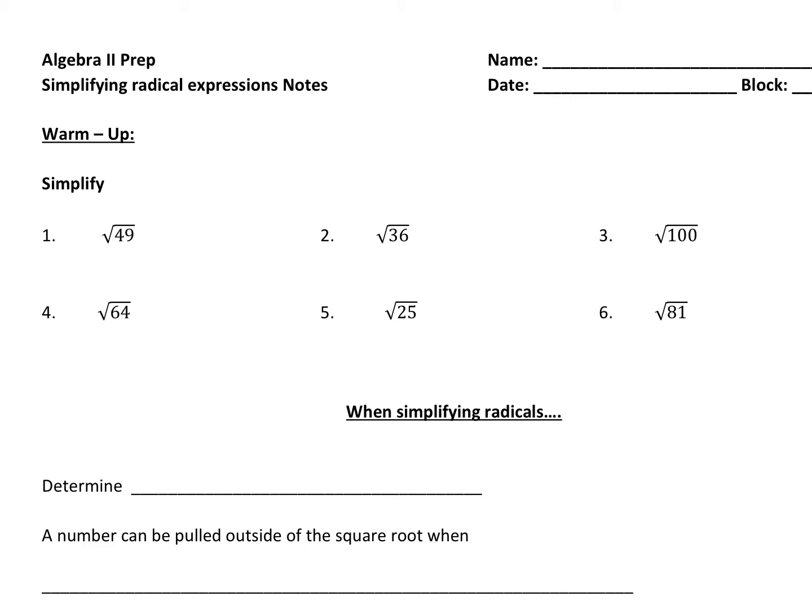Now that you've tried the warm-up, we know that the square root of 49 is 7, because 7 times 7 is 49. The square root of 36 is 6. The square root of 100 is 10. The square root of 64 is 8. The square root of 25 is 5, and the square root of 81 is 9. So these are just some of the perfect squares.